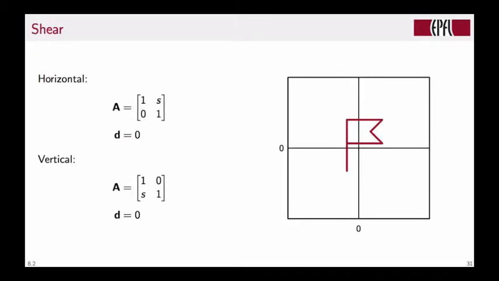Shear is a stretching of the plane in either the horizontal or vertical direction. For this case of affine transform, the matrix is either upper triangular or lower triangular. You have ones on the main diagonal, and according to whether the shear is horizontal or vertical, you have a parameter S on the upper corner or on the lower corner. The effect of shearing is like so. In this case you have a horizontal shearing where the horizontal axis is stretched.